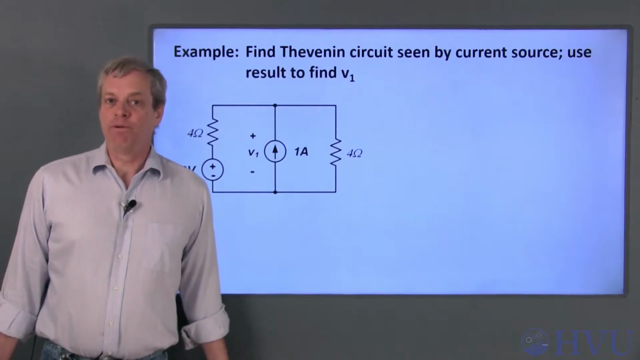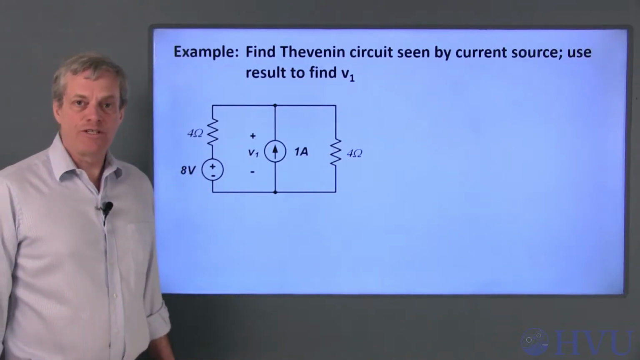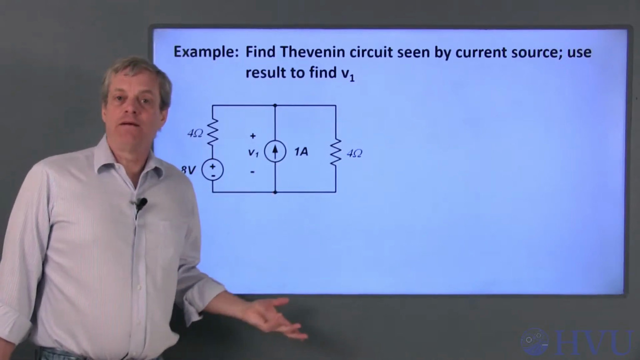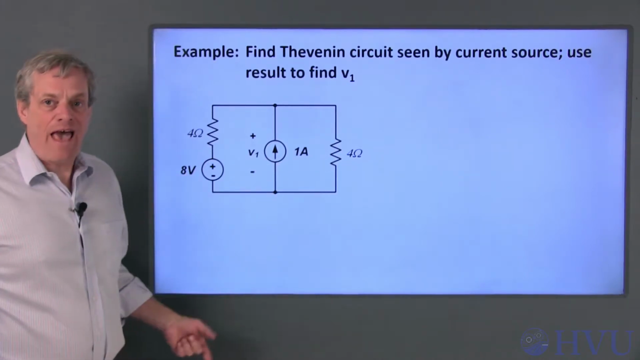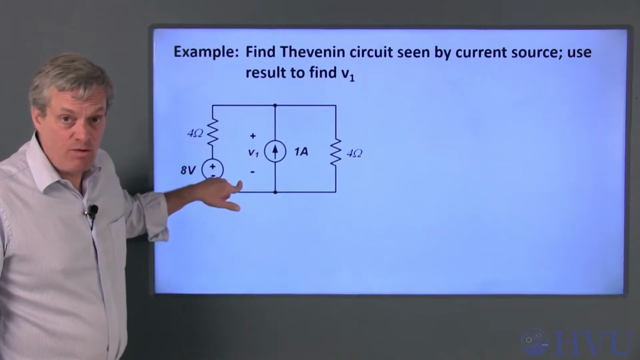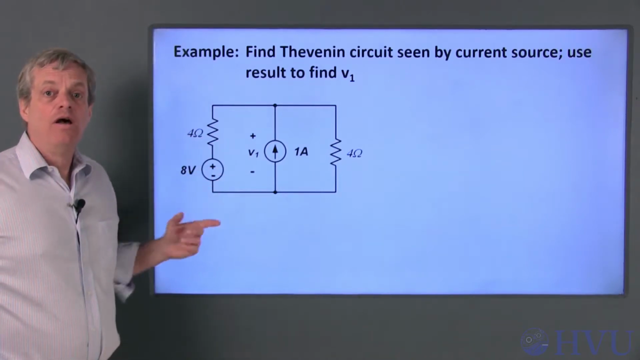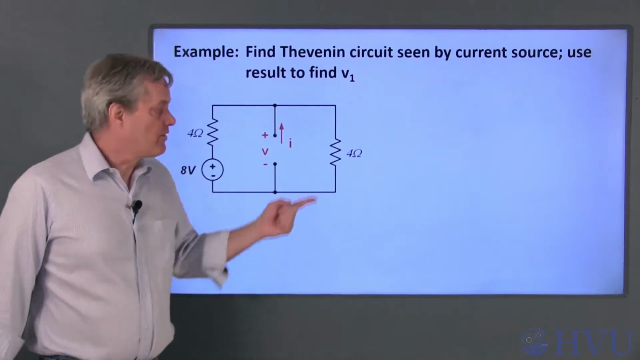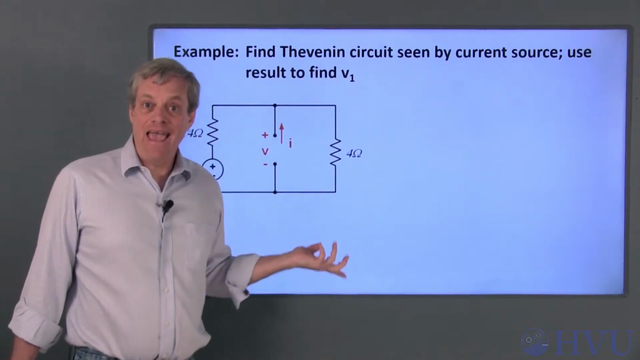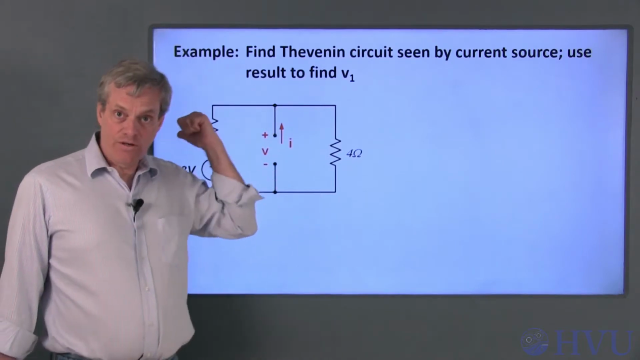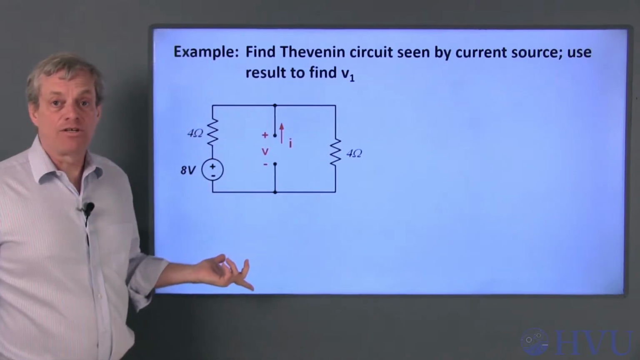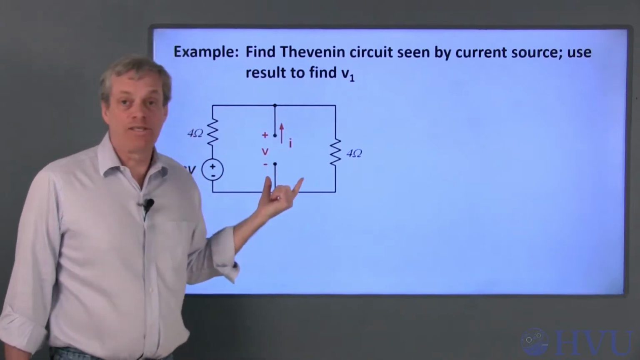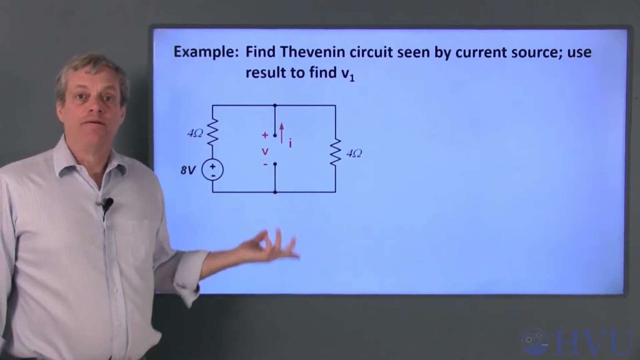Now let's do an example of determining the Thevenin equivalent circuit seen by this 1 amp current source. After finding the appropriate Thevenin circuit, I'll use that circuit to determine the voltage V1 across the source. The goal here is to treat the current source as the load and the rest of the circuit as circuit A. That means that we remove the current source and find a Thevenin circuit with the same voltage-current characteristics at these terminals as the remaining circuit.